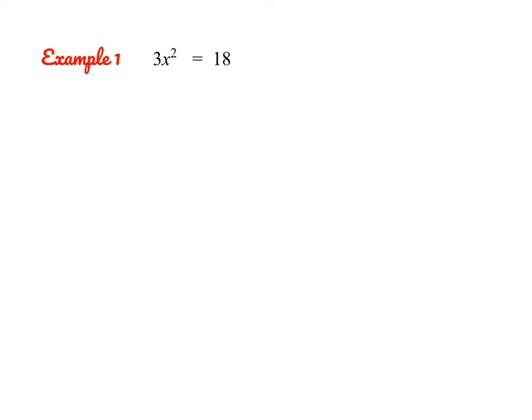All right, let's try this first example together. 3x squared equals 18. So notice here we have an x squared term, but there's no term with just x, so this square root method works really well. So first we need to make sure to isolate that x squared, and we can do that by moving the 3 using division. So divide both sides by 3, and we get x squared equals 6. So now that x squared is isolated, all we have to do is take the plus or minus square root of both sides.